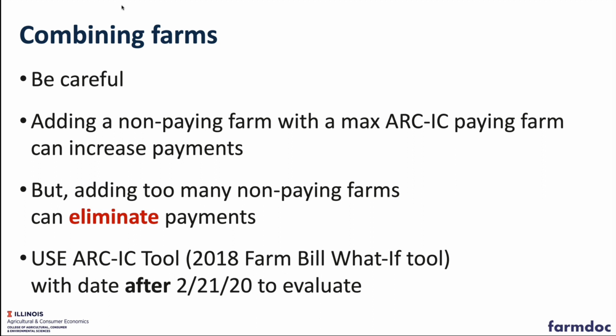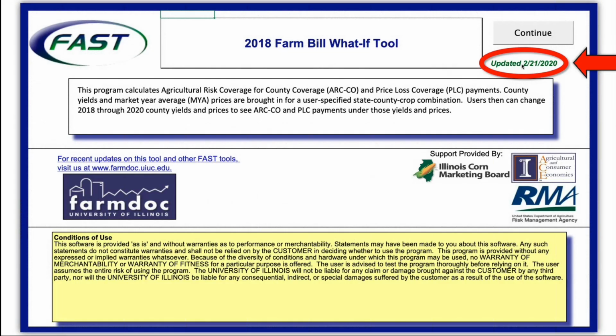So if you're combining farms, be careful. Adding a non-paying farm with a max ARC IC paying farm can increase payments, but adding too many non-paying farms can also eliminate payments. So you've got to be really careful here, and we have an ARC IC tool with multiple farms, and use the one dated after 2/21/20. So that's available for download now. We have had a number of enhancements and things added to it, so by all means, make sure you're using the one with this date or thereafter.